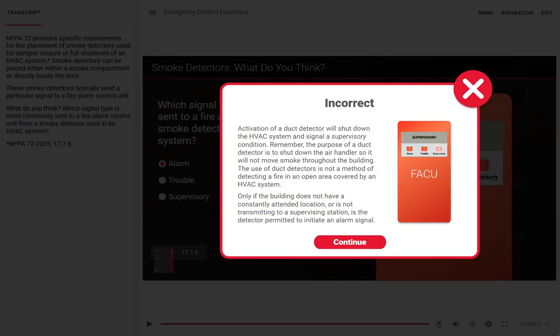Sorry, that's incorrect. Activation of a duct detector will shut down the HVAC system and signal a supervisory condition. Remember, the purpose of a duct detector is to shut down the air handler so it will not move smoke throughout the building. The use of duct detectors is not a method of detecting a fire in an open area covered by an HVAC system. Only if the building does not have a constantly attended location or is not transmitting to a supervising station is the detector permitted to initiate an alarm signal.